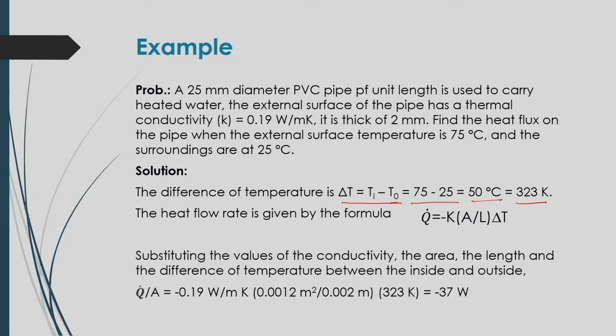Now, the heat flow rate is given by the formula as per Fourier's law. If you substitute those values, then you can get Q dot by A, after substitution and calculation, it will be minus 37 watt. So, it is your heat transfer flux, or heat flux you can say, based on this temperature difference.